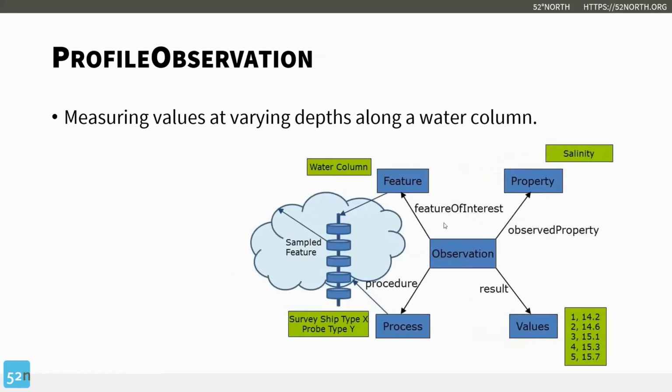Profile observation could be something like a ship taking water temperature measurements or salinity measurements in different depths of the ocean at one point in time. And here you would still have your ship as the procedure or the sample instrument. The characteristic here would be that you have not time value pairs or location value pairs. Instead, here you have a depth value pair or height value pair, and other kinds of profiles.